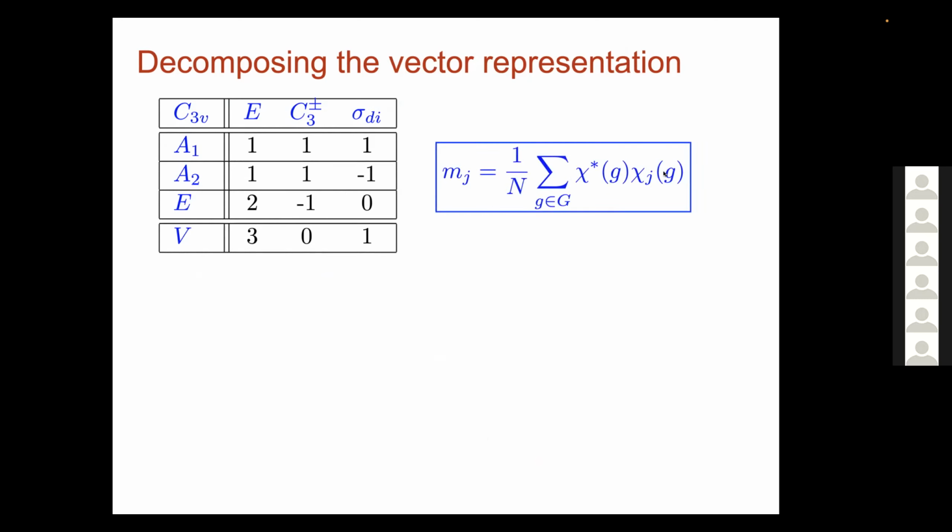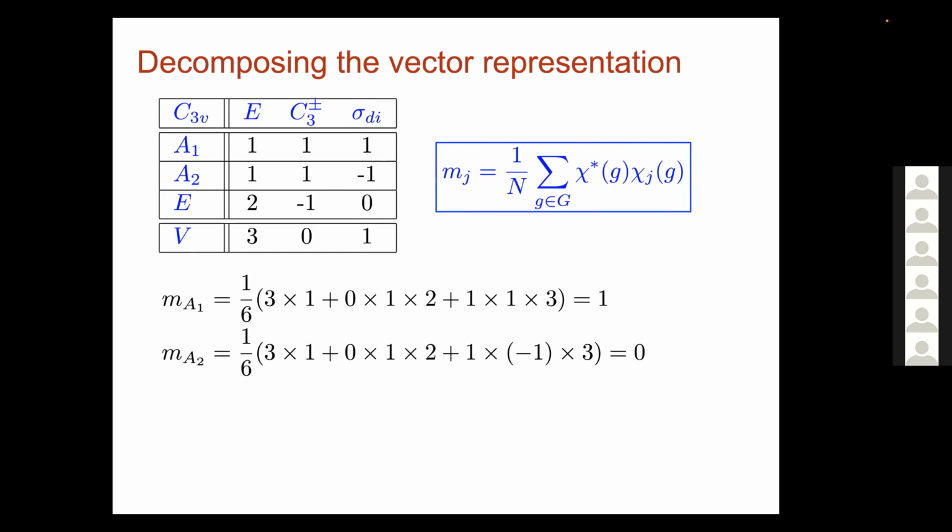This formula is just taking the scalar products of the characters for this times the characters for the others. And this is what you have to do.